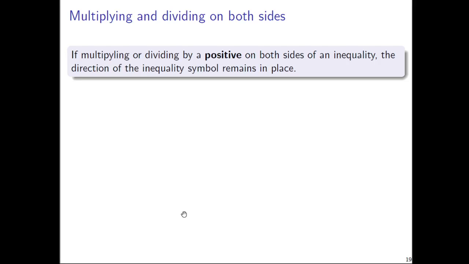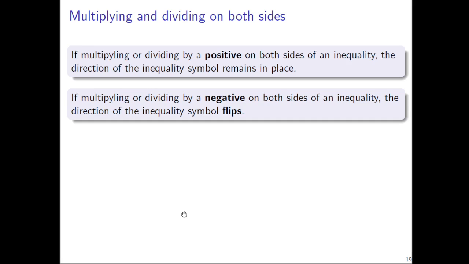Now, when multiplying or dividing on both sides of an inequality, we do need to be a little more careful. If it's multiplying or dividing by a positive number on both sides of an inequality, then that's fine. The direction of the inequality symbol remains exactly as is. However, if you multiply or divide both sides by a negative, then the direction of the inequality symbol flips. Okay, why does the inequality symbol flip?